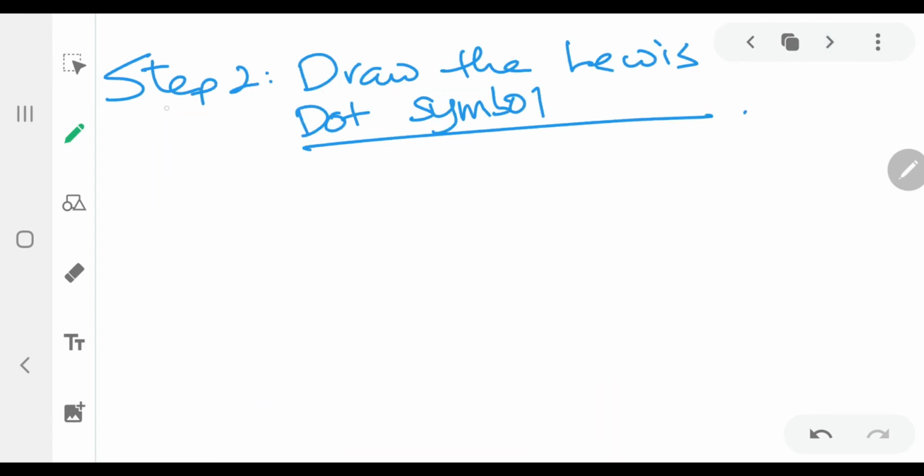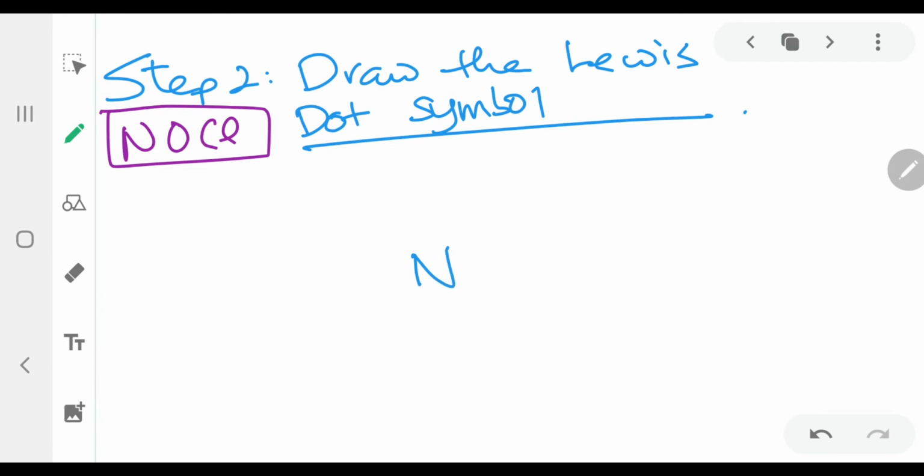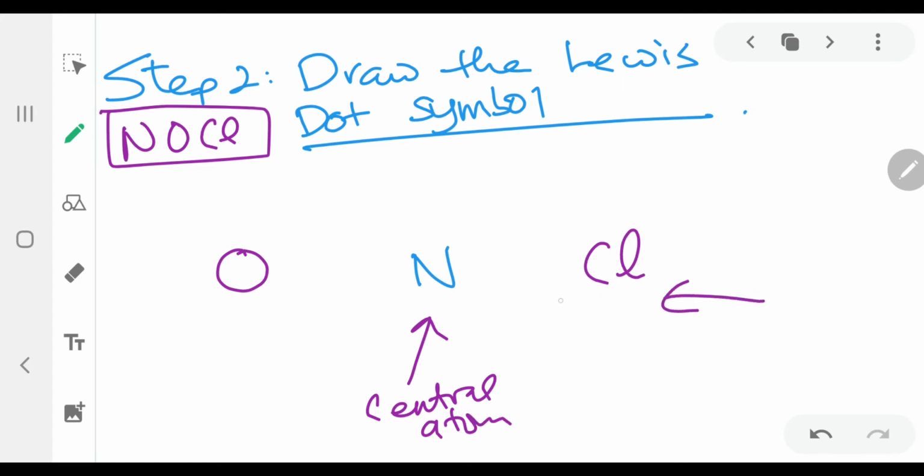Okay, step 2, we need to draw the Lewis dot symbol. So between N, O, and Cl over here, the most electropositive element would be nitrogen. So I'm going to put nitrogen as the central atom right over here because nitrogen is situated in group 15, oxygen group 16, chlorine group 17. So when you move across the period on your periodic table, electronegativity increases. Therefore, nitrogen will be the most electropositive. So it will be the central atom. And then oxygen will be the terminal, followed by your chlorine over here, also the terminal atom. So that is your central atom, and that one is your terminal atom.